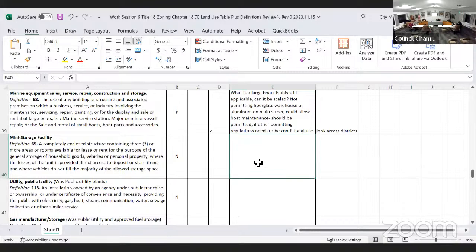And we have two definitions left for today. Mini storage facility: a completely enclosed structure containing three or more areas or rooms available for lease or rent for the purpose of general storage of household goods, vehicles, or personal property, where the leasing of the unit is provided direct access to deposit or store items, and where vehicles do not fill the majority of the allowed storage space.